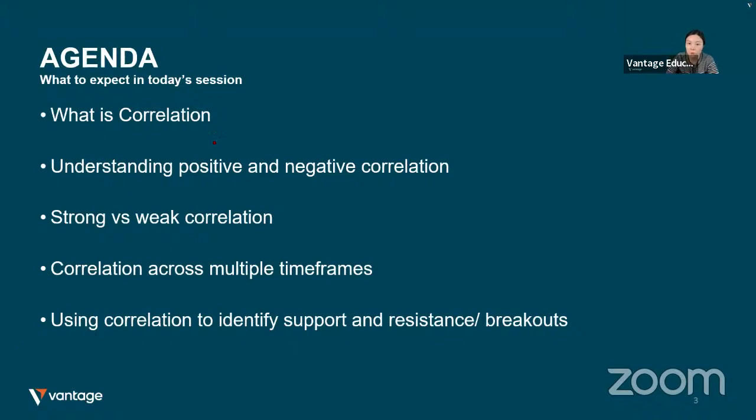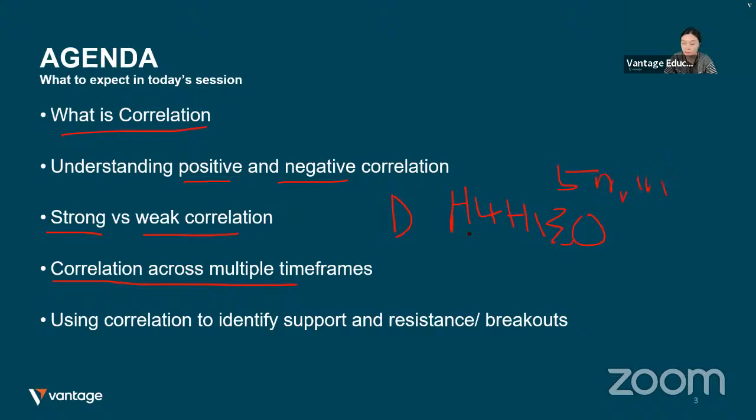Okay, so we're going to talk about what is correlation. I'm going to start real slow and easy. So we are going to talk about the definition of correlation, what it is, understanding positive and negative correlation, and strong versus weak correlation. Then correlation across multiple time frames, because some of us trade on a daily time frame. We have the H4 traders, H1, 30 minutes, and then we have the scalpers, maybe 5 minutes. And then we'll use correlation to identify support, resistance, and breakouts. So these are the two main strategies that we're going to talk about before I move on to live charts.